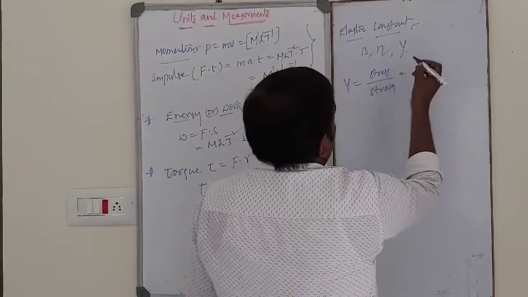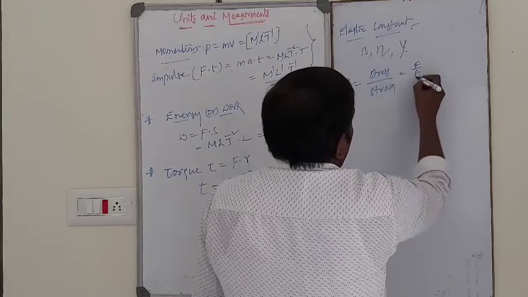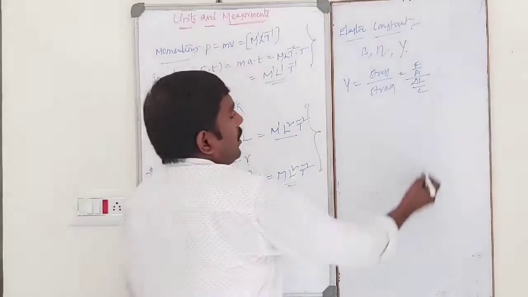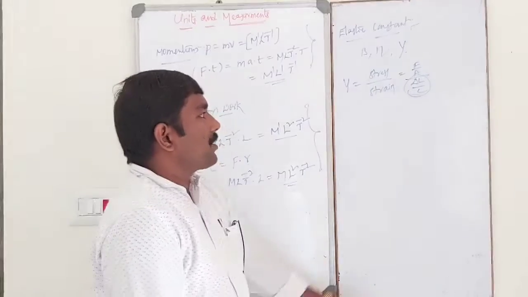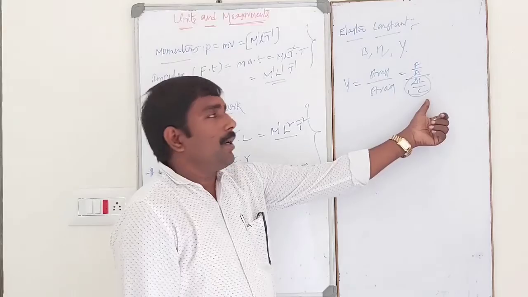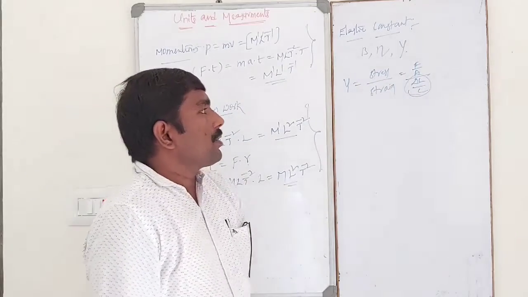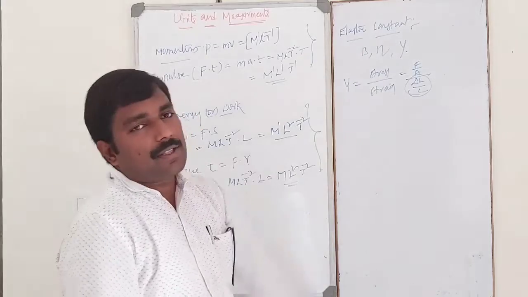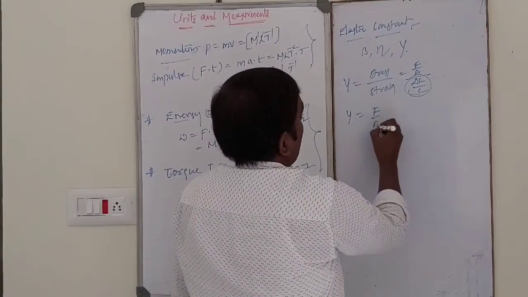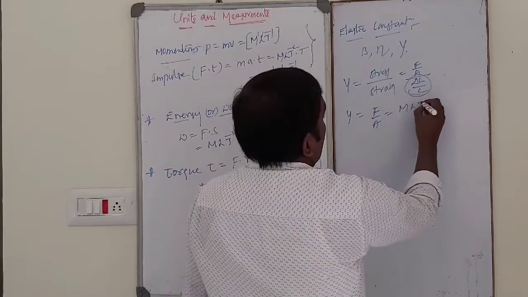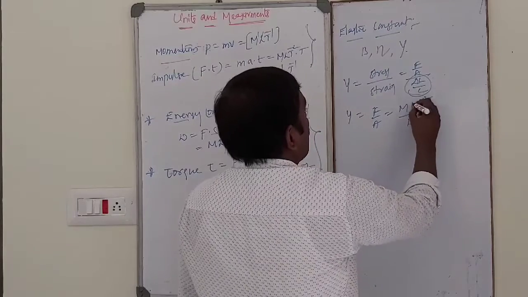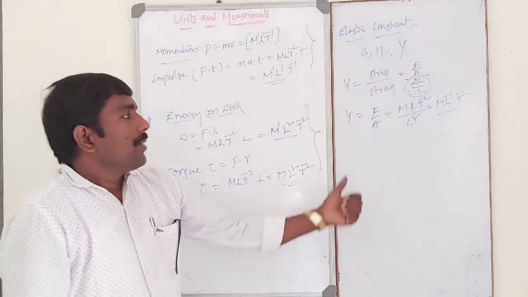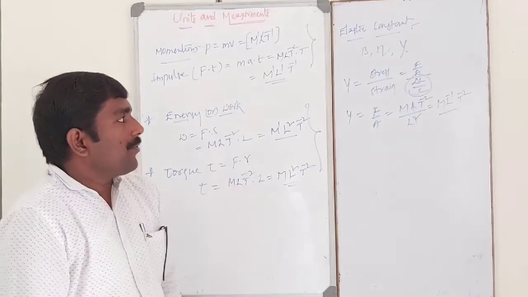Stress is nothing but force per unit area, divided by strain, change in length by original length. Strain is a dimensionless quantity because change in length in meter divided by original length in meter cancel out. So what is the dimensional formula for Young's modulus? It is stress, so Y is equal to force by area: force is M L t power minus 2 divided by area L power 2, they cancel, giving M L power minus 1 t power minus 2. This is the dimensional formula for Young's modulus.